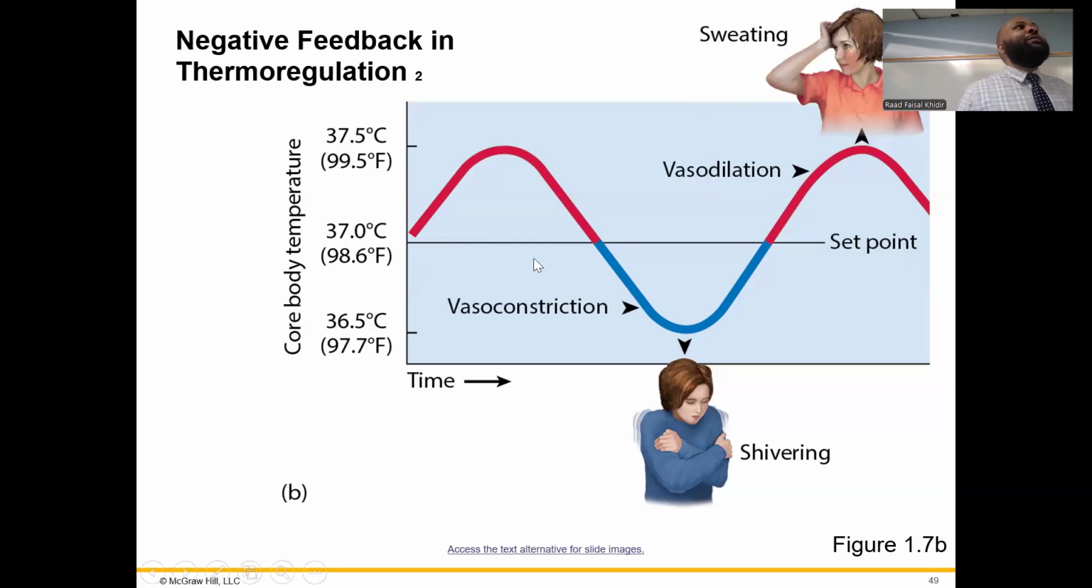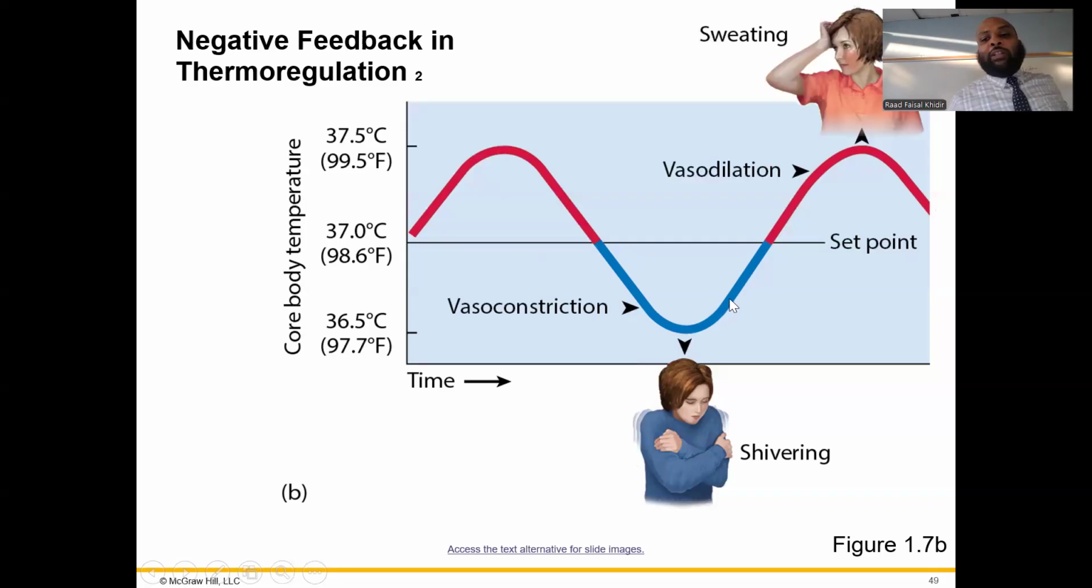What about the opposite? What if you get too cold? Now temperature went down. Is that hyperthermia or hypothermia? Hypothermia. How do we repair it? By how many effectors? 2, right? So the first effector is vasoconstriction, and then shivering, thermal. What did I say earlier? Shivering thermogenesis. Very good, very good.